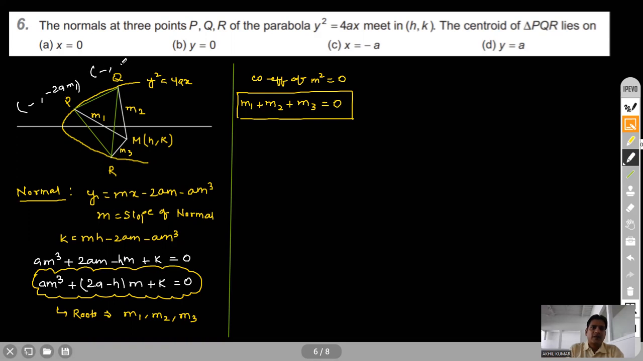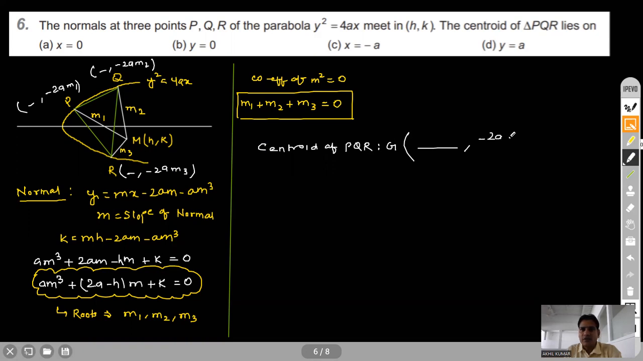And what will be the coordinate of Q? This will be minus 2a m2. And what will be the coordinates of R? It will be minus 2a m3. Now, for finding the centroid of triangle PQR, I'm representing that by G. I don't know about the x coordinate, but the y coordinate will be basically minus 2a times (m1 plus m2 plus m3) by 3. Is it okay?